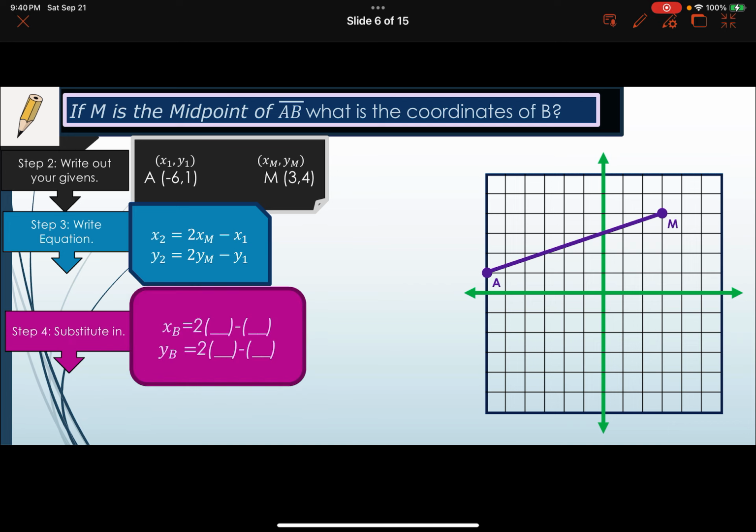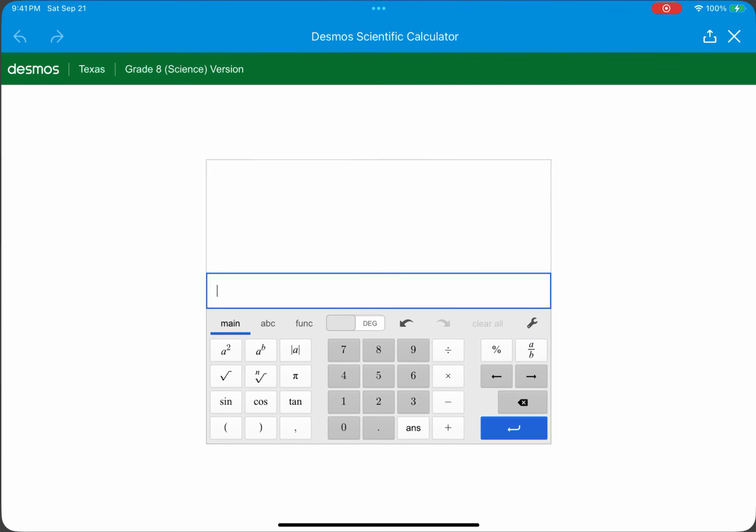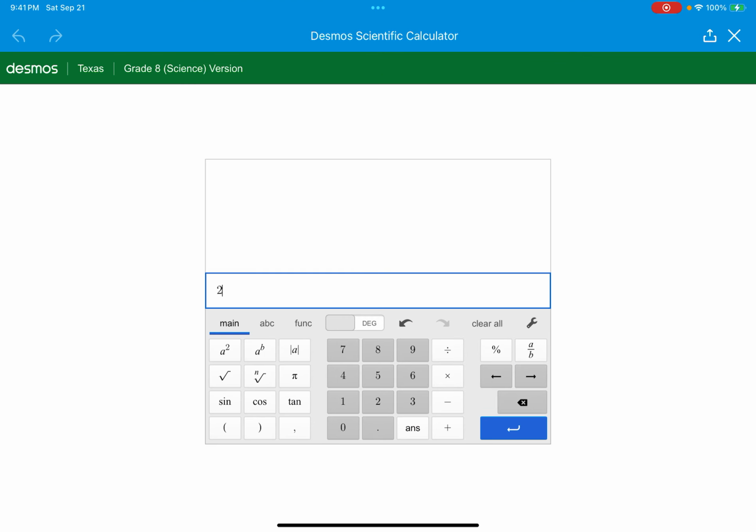So when I substitute in, I rewrite the template. x sub b, which is going to be my second endpoint, because I'm looking for the coordinates of b. So x sub b equals 2 times the x of my midpoint, minus the x of the endpoint, a. y sub b is 2 times the y of the midpoint, minus the y of the endpoint, a. So I can just plug into the formula. Then we can just put it into a calculator. This is quite an easy formula to write out.